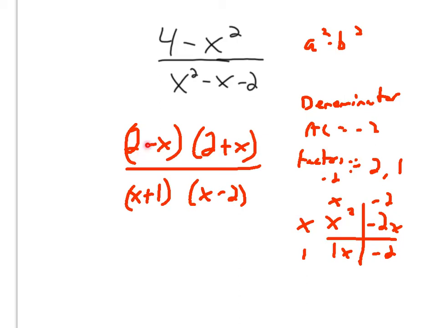For example, this is a positive 2 up here and a negative 2 down here. And this is a negative x and this is a positive x.